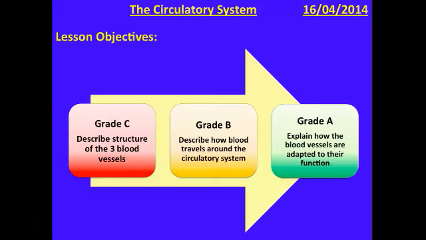So for grade C, we need to describe the structure of the 3 blood vessels, some of which we've met already. I'm just going to clarify what they are and how they work. And then we've got grade B: describe how blood travels around the circulatory system and explain how those blood vessels we talked about for grade C are adapted to carry out their function.